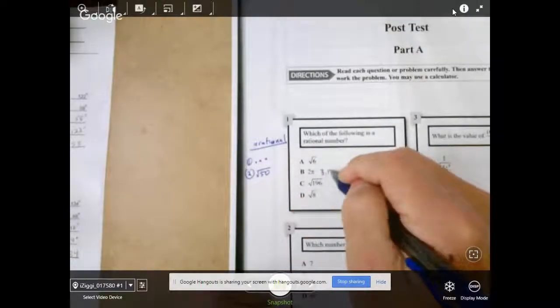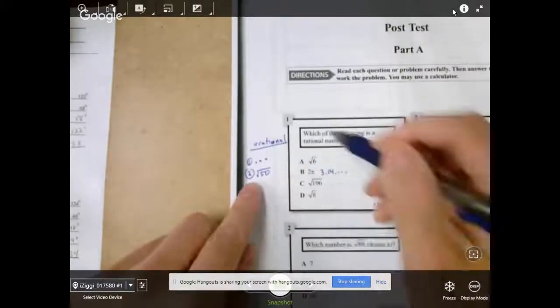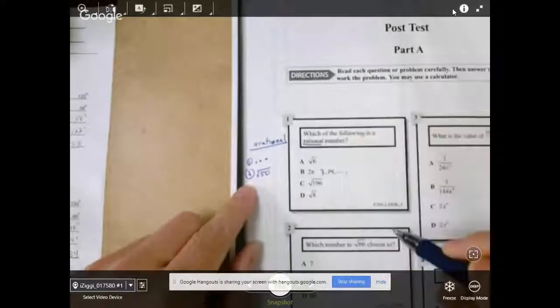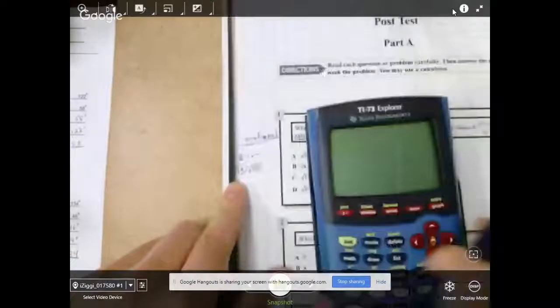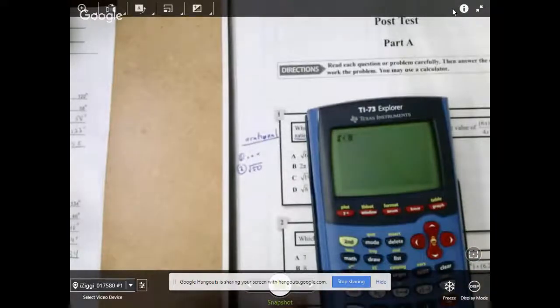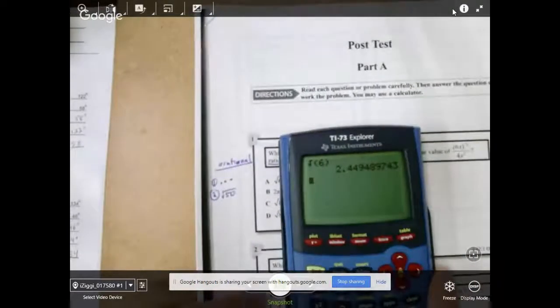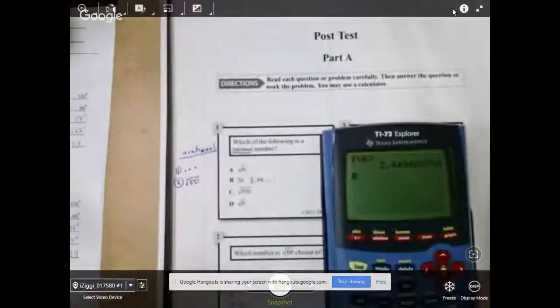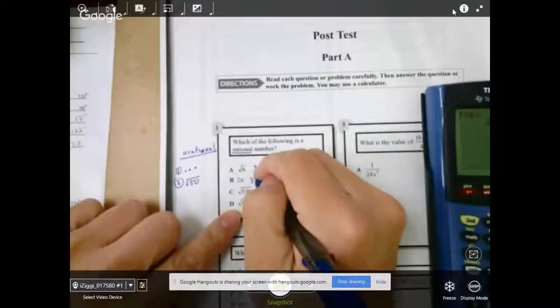You want a rational number. Square root of 6, if you take it in your calculator, that's not a perfect square. You get 2.449 dot, dot, dot. Not a perfect square.